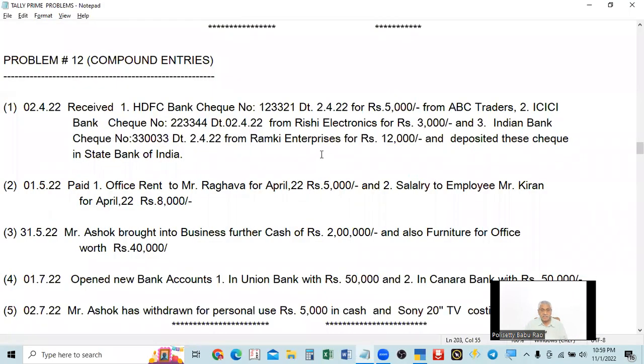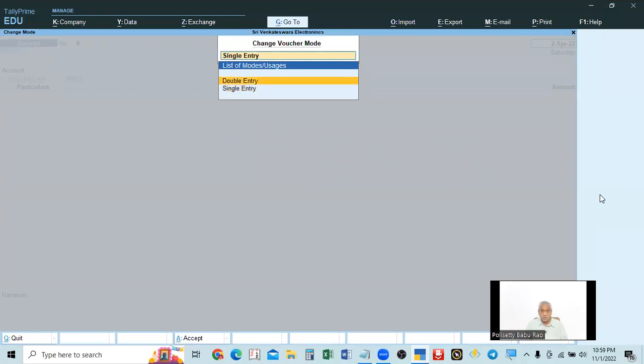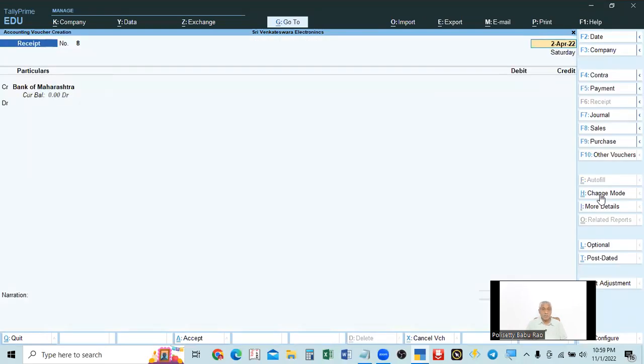Now we will record this transaction. First we will use this in double entry mode. See here, change mode, go to double entry mode. Double entry mode means we have to record in the mode of debit and credit. You remember, we know how to record the transaction: receipt voucher, payment voucher, contra voucher, journal, all this we know.